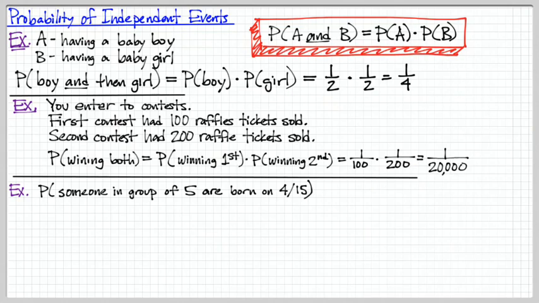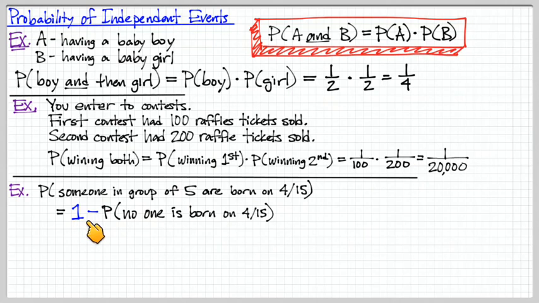Here's another example. The probability of someone in a group of 5 being born on April 15th. Now, each person is independent, right? The day one person is born is independent of the day another person is born. And we're going to use the complement method to solve this one. We're going to say that the probability of someone in a group of 5 being born on 4/15 is equal to 1 minus the complement, where no one is born on 4/15.